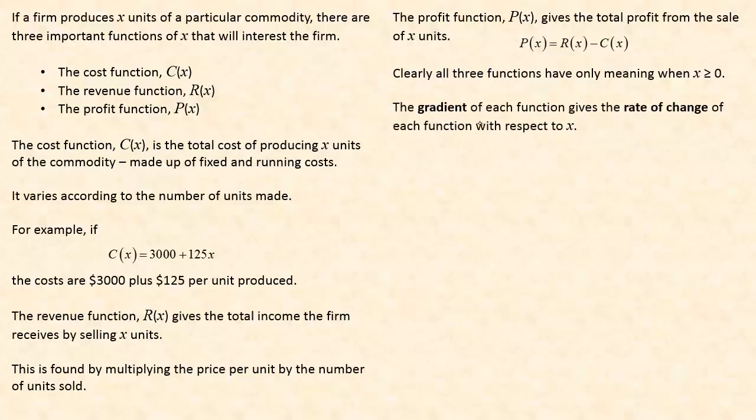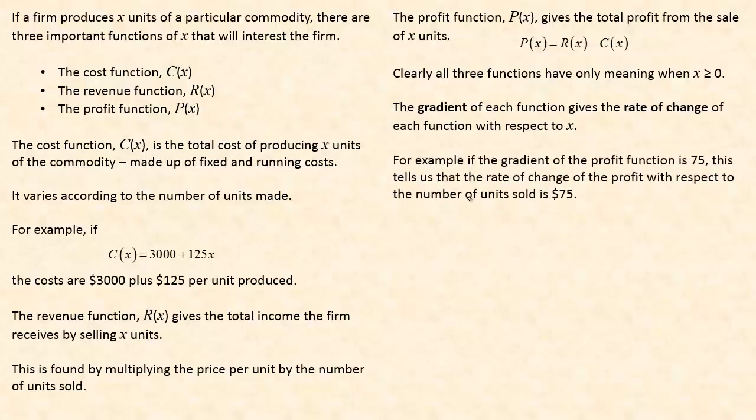The gradient of each function gives the rate of change of each function with respect to X. For example, if the gradient of the profit function is 75, this tells us that the rate of change of the profit with respect to the number of units sold is $75. So the profit will go up by $75 if we produce and sell one more unit.